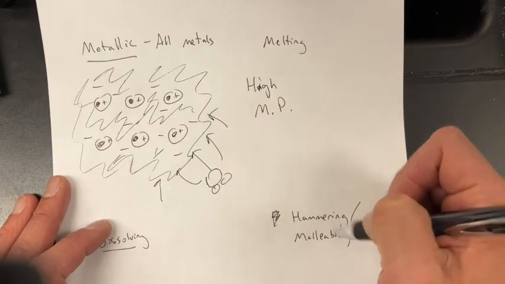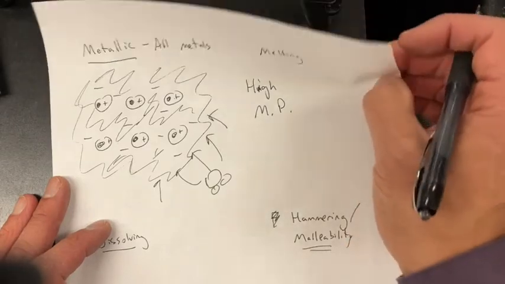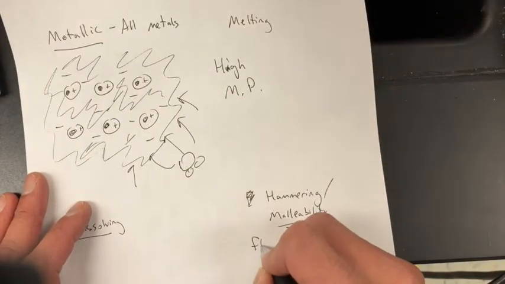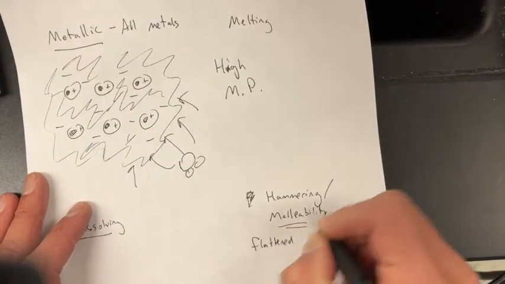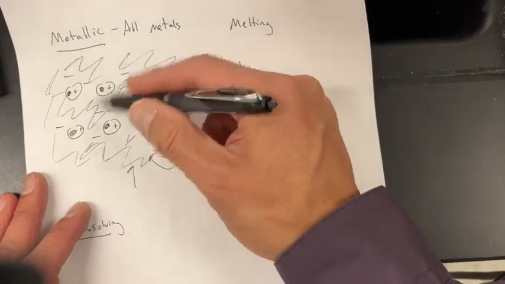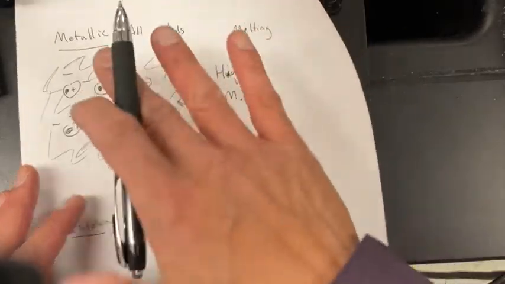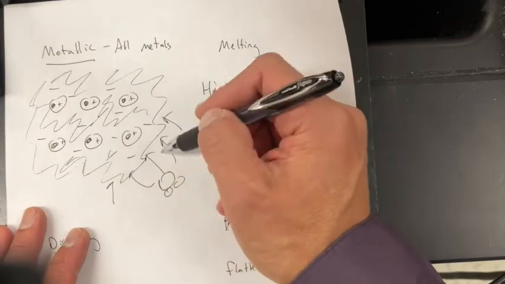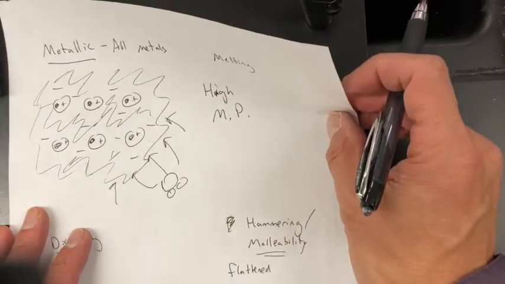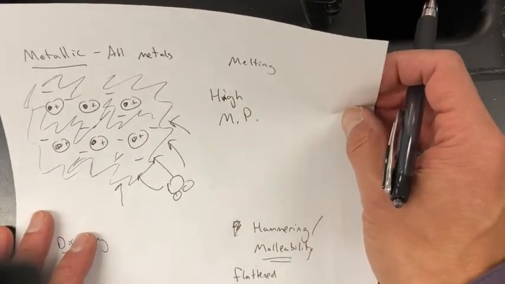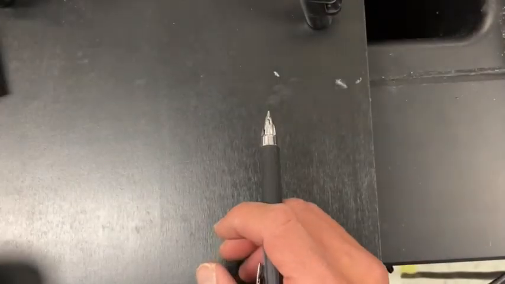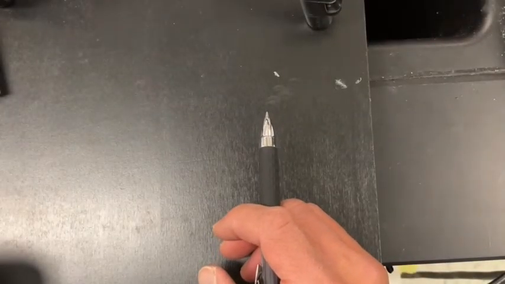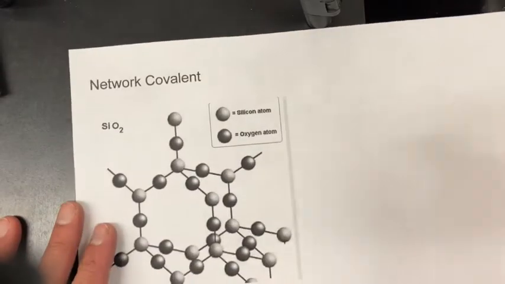But they are malleable. Malleable means they can be smashed with a hammer, so they can be flattened. And this sea of electrons, once again, allows us to flatten it out because the electrons are very movable. That's what metals are. The last kind of bonding I will talk about is something called network covalent.